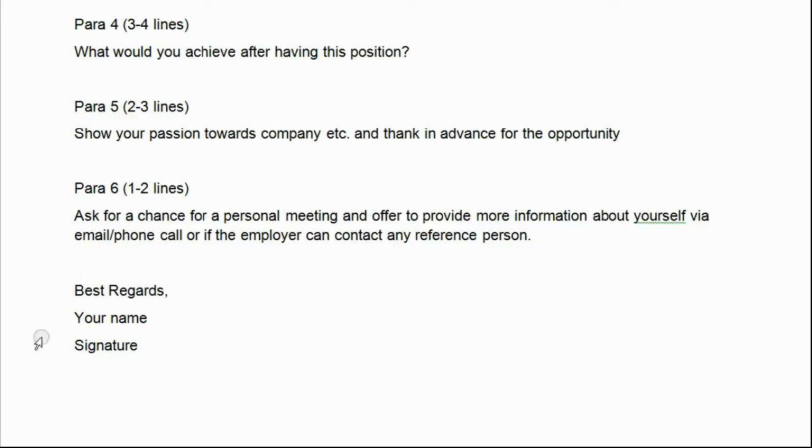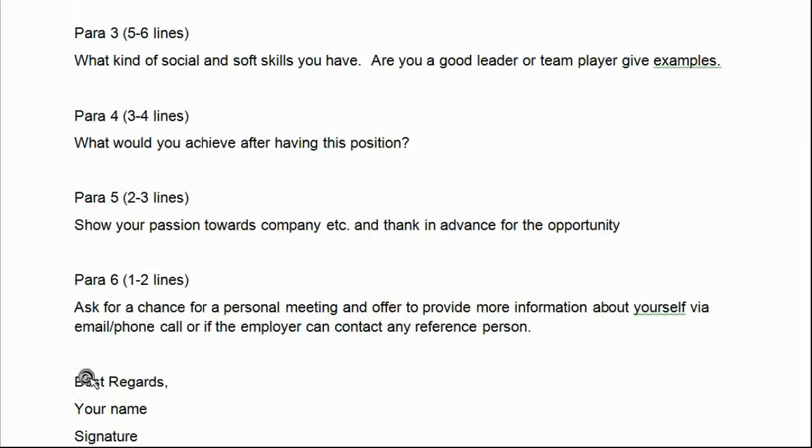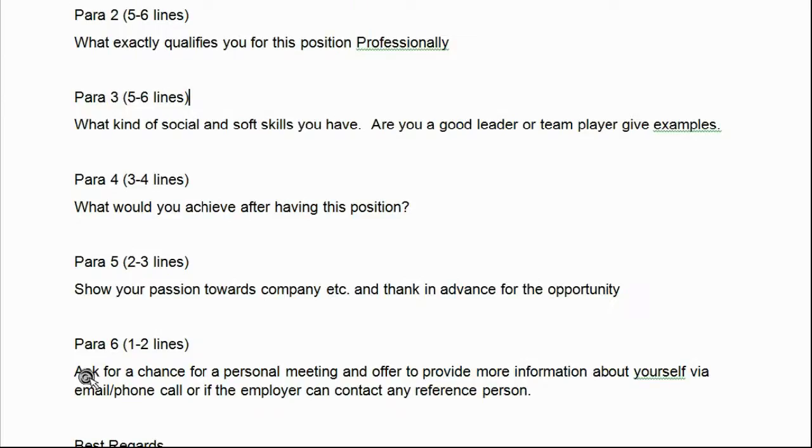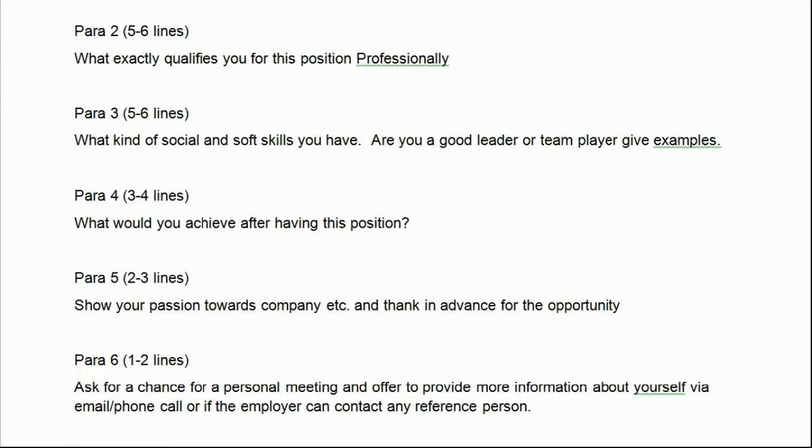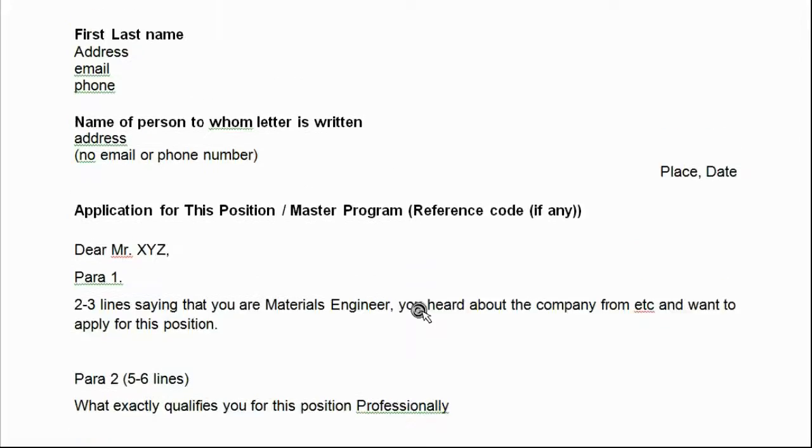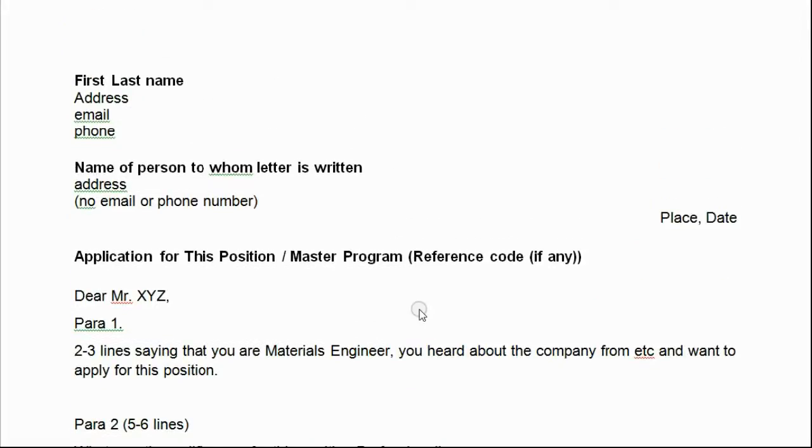So then of course you write the typical best regards, your name, and don't forget to sign it. So again, this is kind of an undertaking that whatever you have written in this letter is true, and you will be bound to it. Okay, so this is a very general form of a cover letter. It varies from job to job, master or bachelor program to program, and profession to profession.